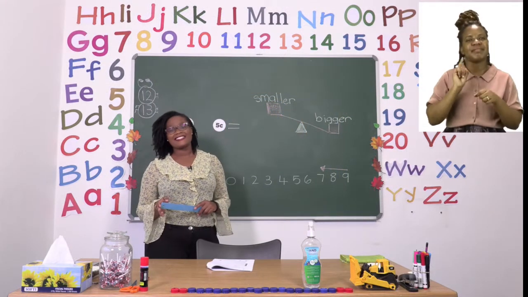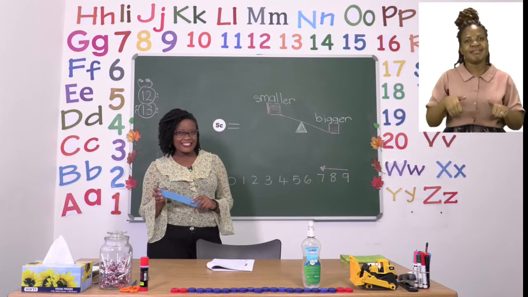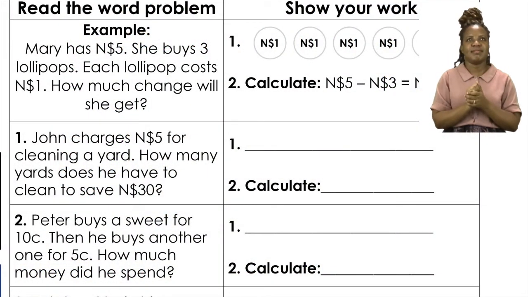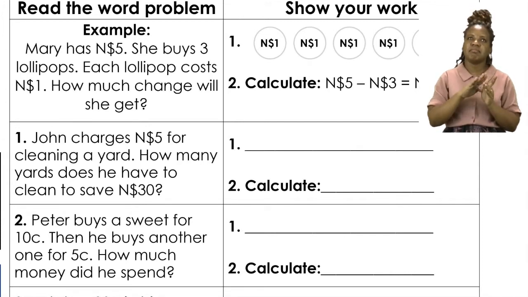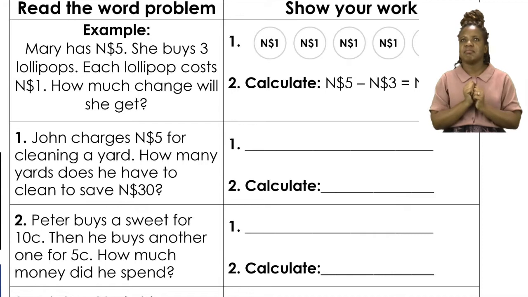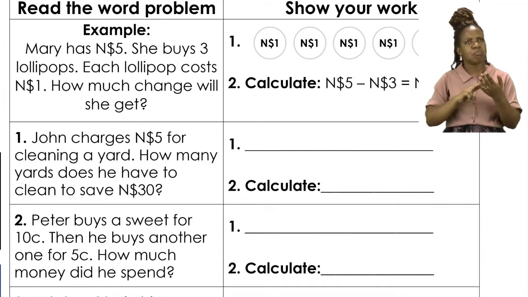For our first exercise today, boys and girls, let's turn to page 12. On page 12, we are going to be doing some problem-solving sums. And this time, we are going to be dealing with money. Now, we have an example that has been given to us, so let's read it and see how they got their answer. Remember, a problem-solving sum means that we have to read a problem and then try and solve it and give the answer.